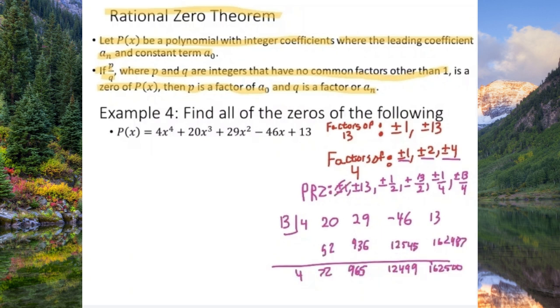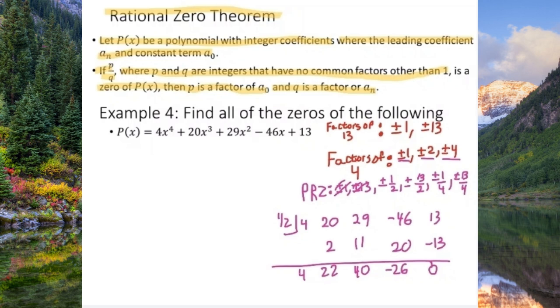After performing the synthetic division with 13, we see that 162,500 is the remainder, which means 13 can't be a zero. So now we'll try -13. After performing the synthetic division with -13, we get a remainder of 75,816. So -13 will also not be a zero. So now we'll move on to the next number on the list, 1/2. When we perform the synthetic division with 1/2, we get a remainder of 0.